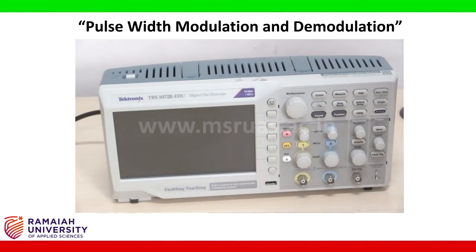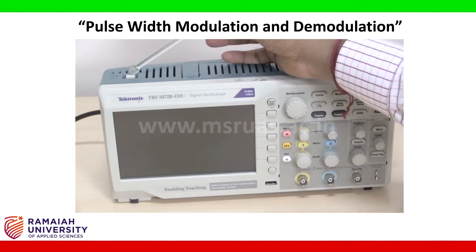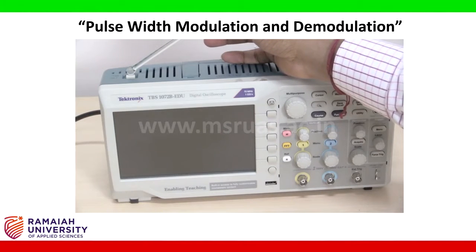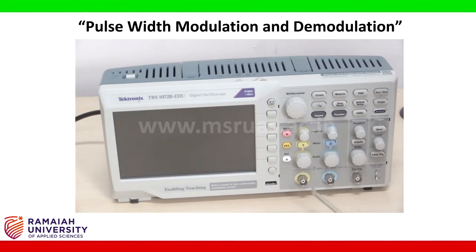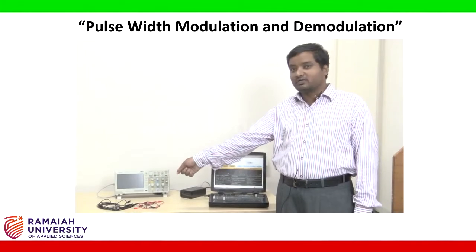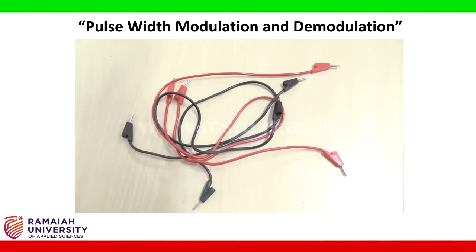This is the digital oscilloscope. Main power switch of this digital oscilloscope is this one, and this is a two channel oscilloscope, channel 1 and channel 2. These are the magnitude adjusting knobs, these are the horizontal position adjusting knobs and this is the time scale adjusting knob. Probes for the oscilloscope and the connecting wires.